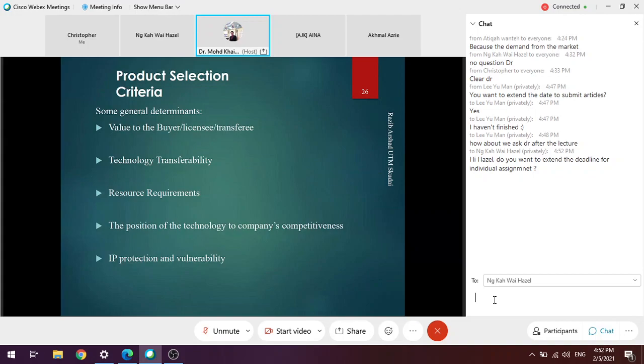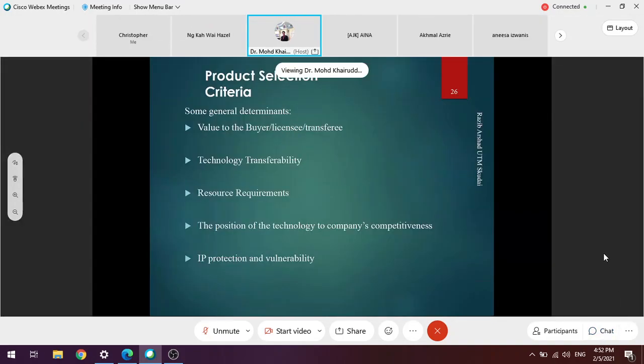Product selection criteria, based on that decision, some general determinants. Number one, it must be of value to the buyer, licensee, or transferee, and this must be clear. So you must do the rankings: the higher the value, the better the technology to be transferred. And then technology transferability, where you have to do the due diligence.